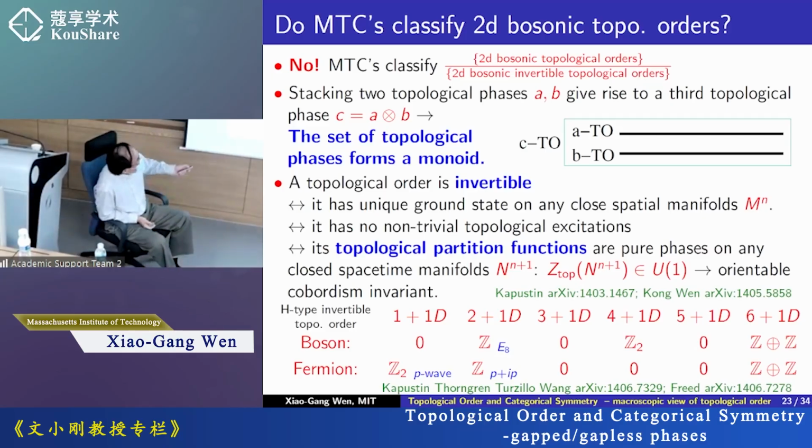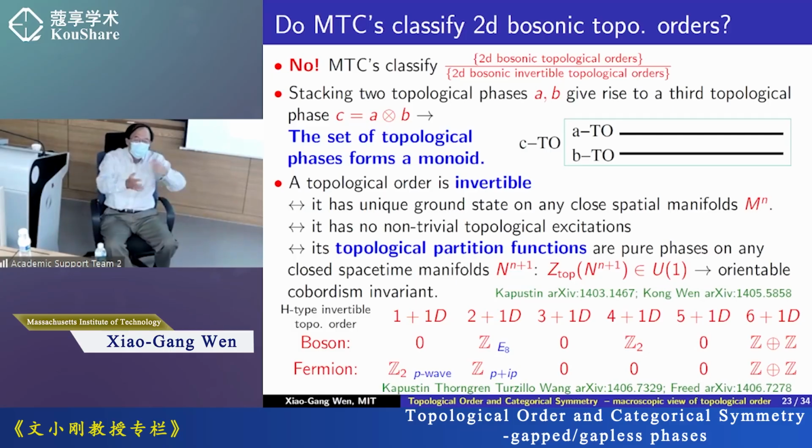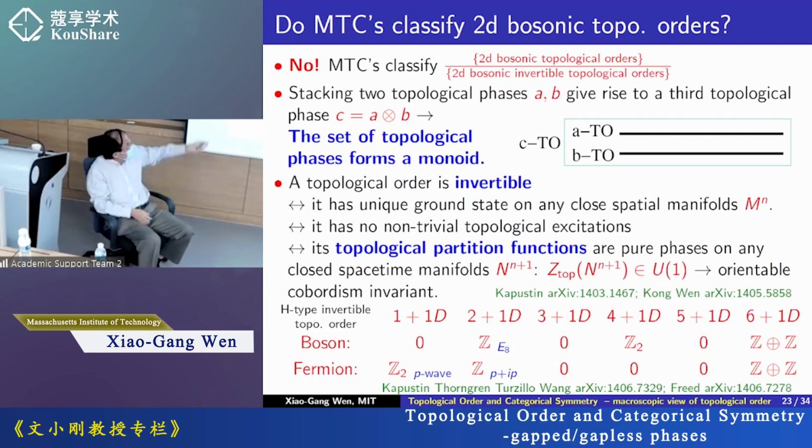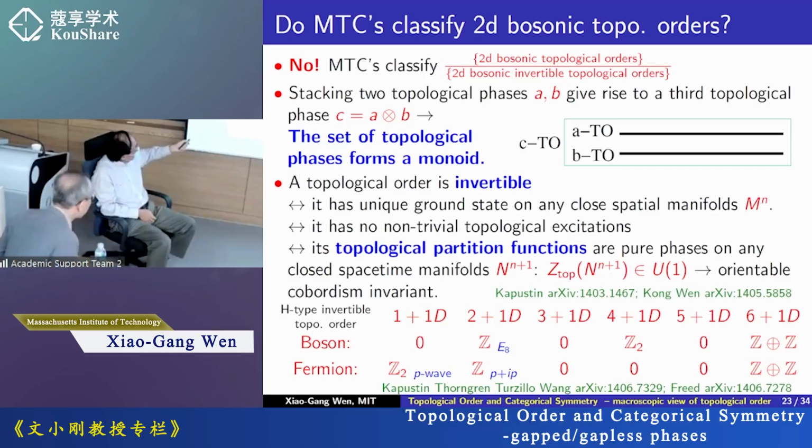So the invertible topological order is the following. Topological orders form an abelian group. Well, it's not really a group, so we call it an abelian commutative monoid, meaning there's a multiplication rule. The multiplication of two topological orders is just stacking: one system and another system stacked together give a third system. This multiplication rule gives you a monoid. The reason it is a monoid is that sometimes we have a topological order A for which we cannot find any other topological order such that the stacking gives us a trivial topological order.